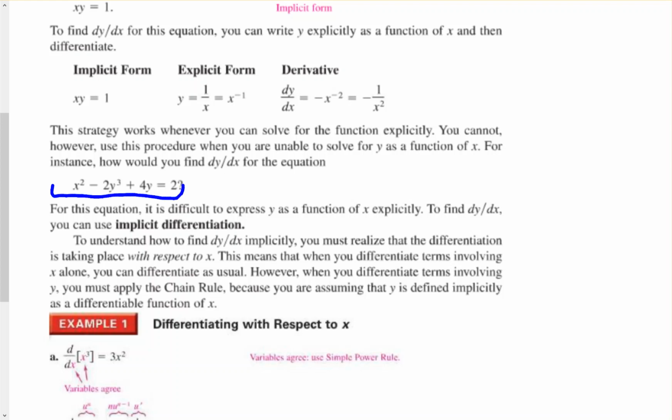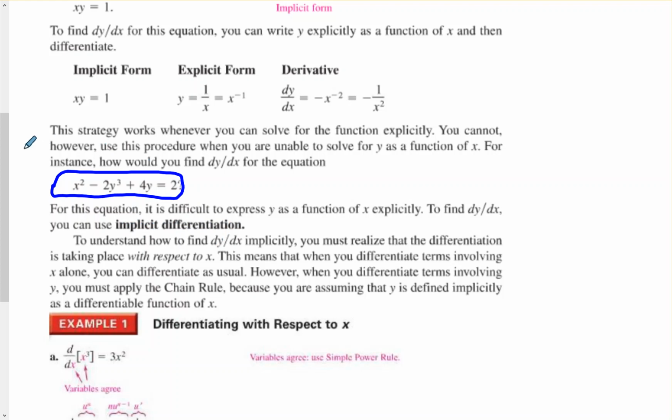And so now it'll be hard to isolate the y. As we look at a function like this, how do we get the derivative for this function? So we end up using what we call implicit differentiation.